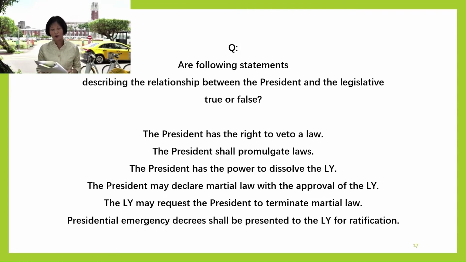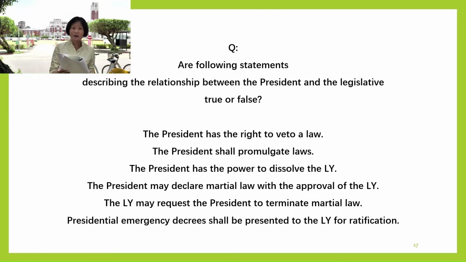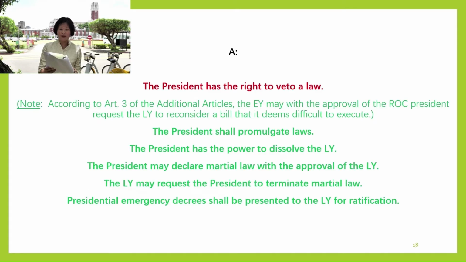Were you able to answer these questions? All of these statements are true with the exception of the first statement. So the President does not have the right to veto a law. And this is special because this is different from the United States. The President of the United States has the power to veto a law, but this is not the case in Taiwan.